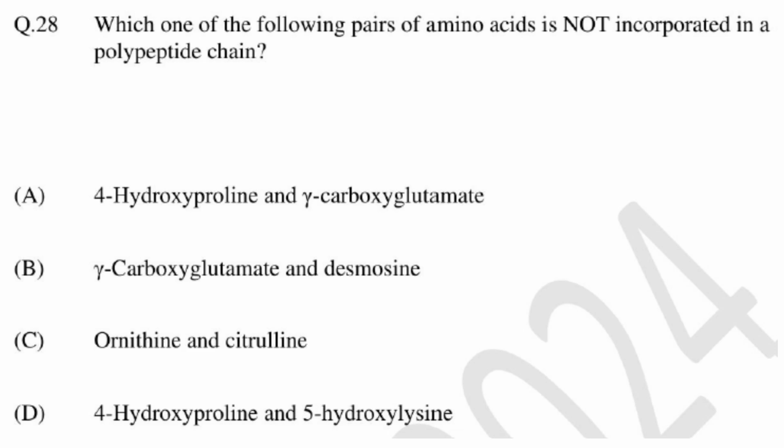So the next one, gamma carboxyglutamate and desmosine. Desmosine is also post-translationally modified and it is found in elastin. Then ornithine and citrulline, they are not found in any of the proteins. They are intermediates in the urea cycle. Then 4-hydroxyproline and 4-hydroxylysine, they are found in collagen. So C is the answer.